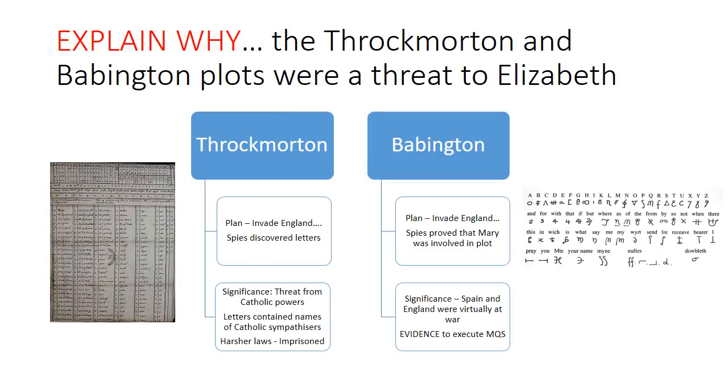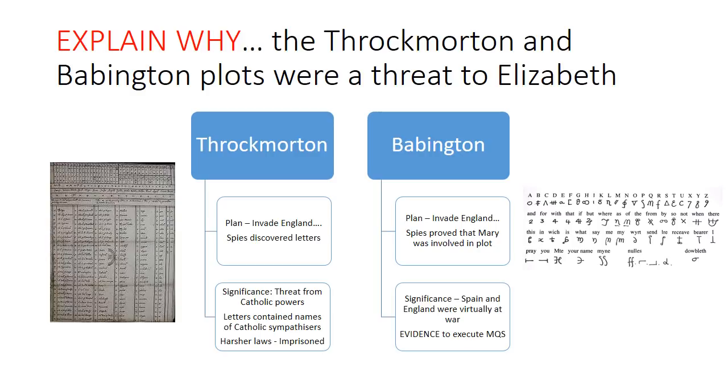Okay, the next two plots, and I've really simplified this because they're quite similar, are called the Throckmorton plots. Basically, the plan of the Throckmorton plots is the same: invade England, etc., and put Mary Queen of Scots on the throne. Now, Walsingham's spies, Elizabeth's spies, discovered the letters, and Throckmorton, who was an English guy, was executed. Now, why is this significant?